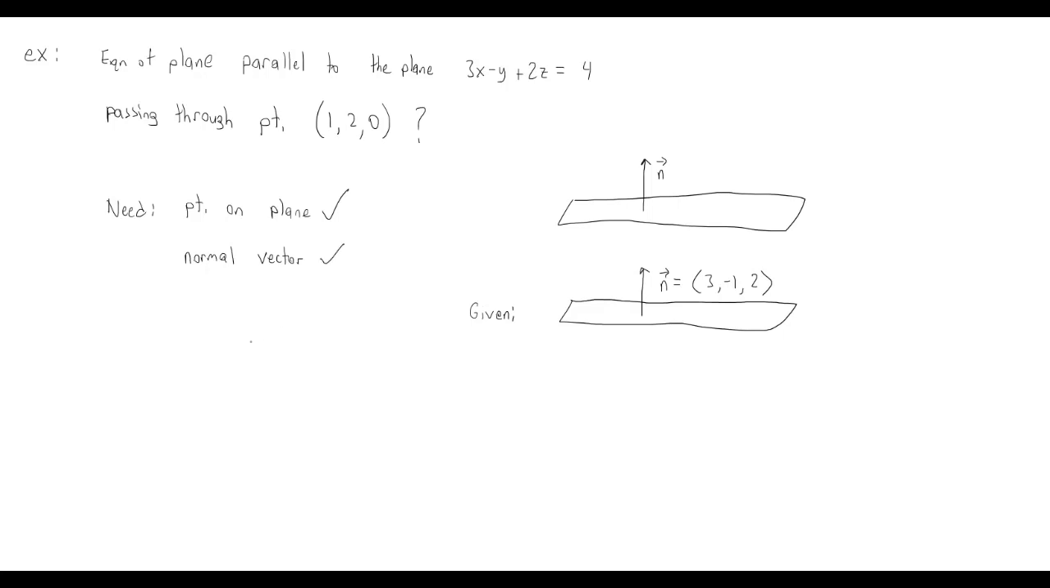So we have a normal vector now. So then just writing out the equation. Remember, the equation has the form a times x minus x naught, b times y minus y naught, plus c times z minus z naught equal to 0. A, b, c were the components of our normal vector. X naught, y naught, z naught were components of a point on the plane. So I'm going to use the point of 1, 2, 0.